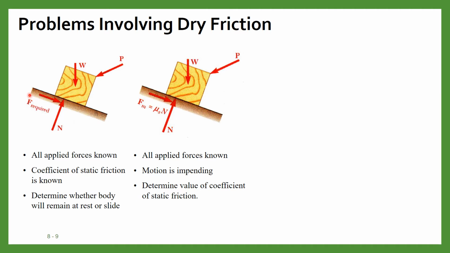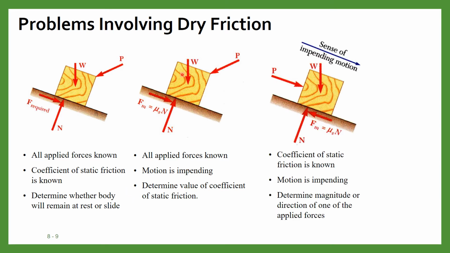So in the first case, you need to calculate the frictional force. In the second case you need to calculate mu s, and in the third case the coefficient of static friction is known, motion is impending, and you have to determine the magnitude or direction of one of the applied forces. So you may need to find the direction of P, the magnitude of P, or any other applied force. So this is how you can solve the problems involving dry friction.